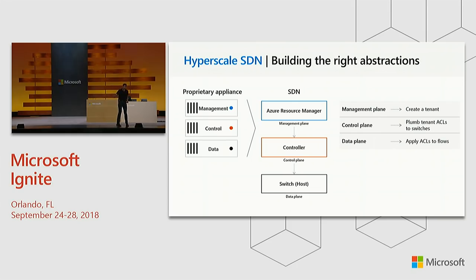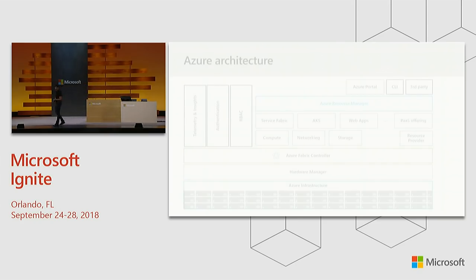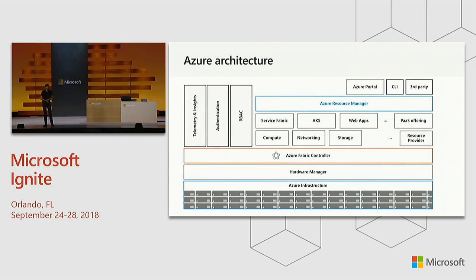So an example of the operations: creating a tenant or creating a virtual network. That virtual network then has ACLs plumbed into it. The control plane takes those ACLs and gives them to the servers on which those virtual machines are running. And the key to this flexibility is that it's host-level software-defined networking.